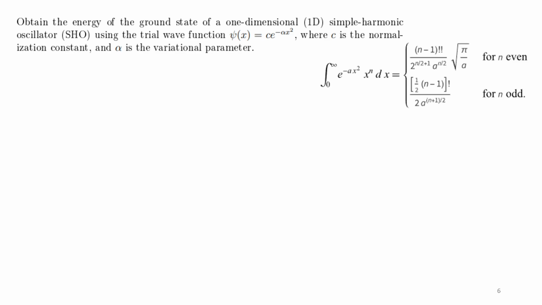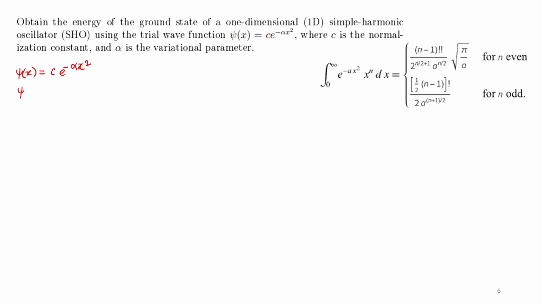So let me read out the question: obtain the energy of the ground state of a one-dimensional simple harmonic oscillator using the trial wave function psi of x equal to c exponential minus alpha x square, where c is the normalization constant and alpha is the variation parameter. So psi of x is a trial function.